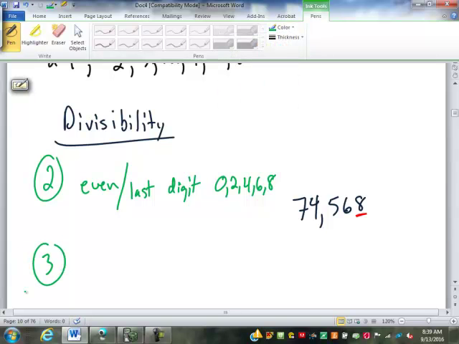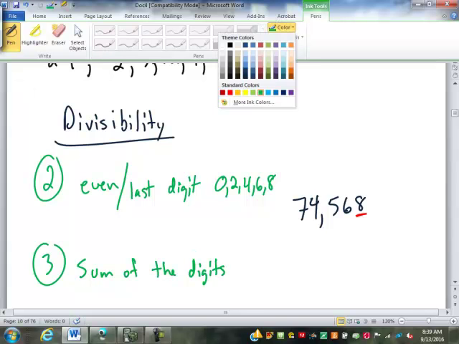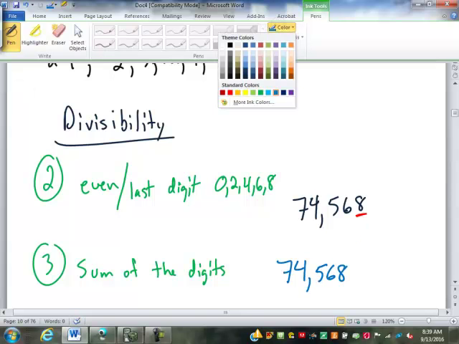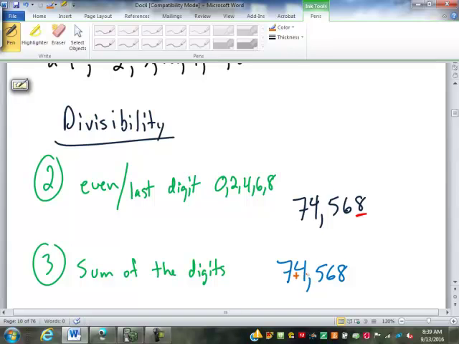How can I tell if something's divisible by 3? This one's a little trickier. Perfect. That's exactly it. It's the sum of the digits. So let's look at my 74,568. What's 7 plus 4? 11. 11 plus 5? 16 plus 6? 22 plus 8 is 30. Is 30 divisible by 3? Yes, it is. So that means the 74,568 is also divisible by 3.